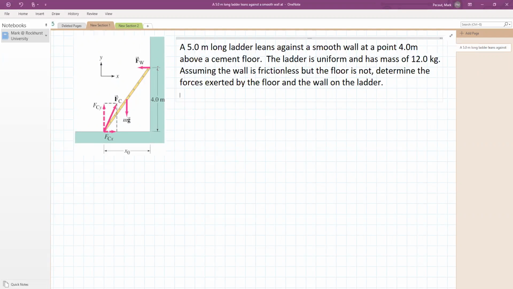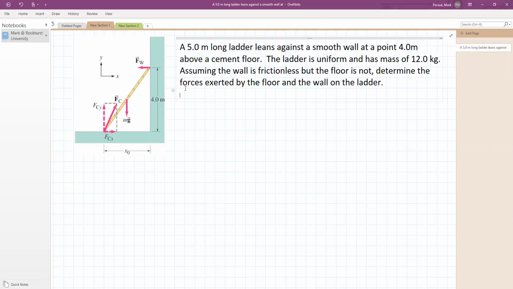It touches a wall 4 meters above a cement floor. The ladder is uniform, so that means that the center of mass is in the middle of it, and it has a mass of 12 kilograms. Assuming the wall is frictionless, so we're going to assume not any significant friction on the wall, but there must be significant friction on the floor. And I think you can see that, because if there were not significant friction on the floor, it would just slide down. So we are asked to determine the forces exerted by the floor and the wall on the ladder.